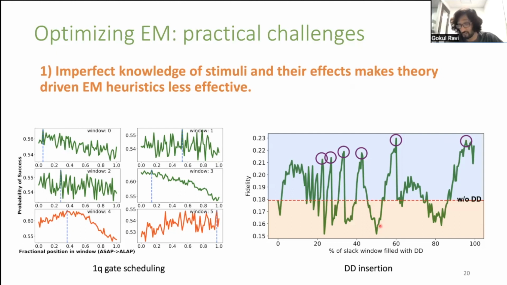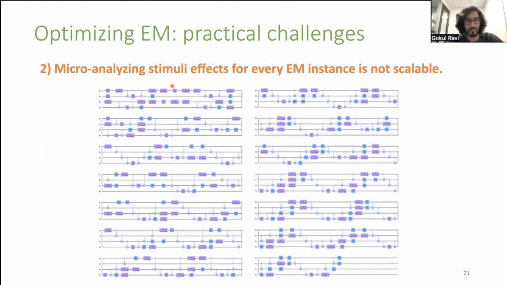But on the other hand, there are also some numbers of DD sequences which in fact give you worse fidelity, right? It means that the addition of gates is impacting you negatively, and the refocusing is not happening either. So all of these are tough to optimize when you don't know exactly what the stimuli and the effects on your circuit are. Further, it's challenging to actually micro-analyze each portion of your circuit.